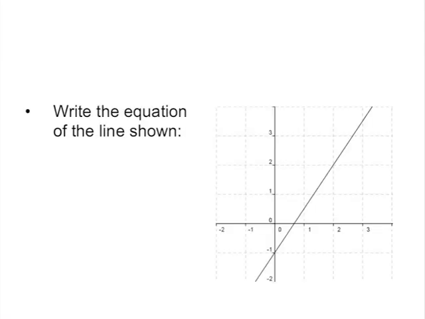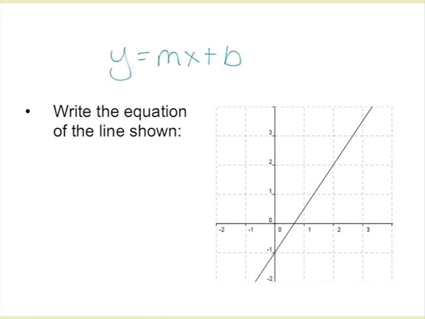So our key to this whole lesson is going to be that slope-intercept form that we learned yesterday, y equals mx plus b, where m is our slope and b is our intercept. So when we're given a graph, what we can do is find our intercept. So what's the y-intercept here? -1. So that's our b value.